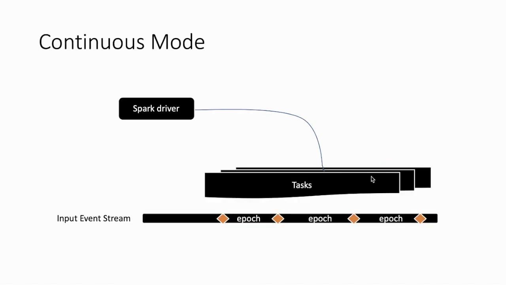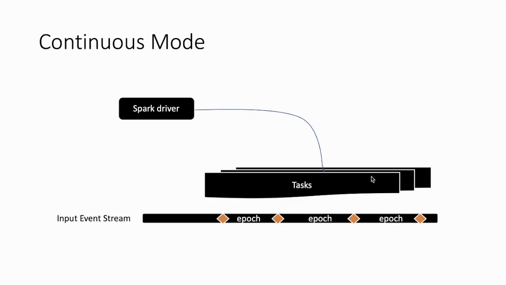This is the scenario in continuous mode. In continuous mode, instead of creating periodic tasks, Spark will create long running tasks that continuously read, process and write the data. Here events are processed and written to sink as soon as the new data is available in the source. So the latency in this scenario is very low.